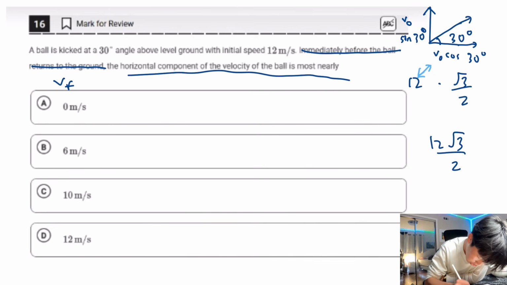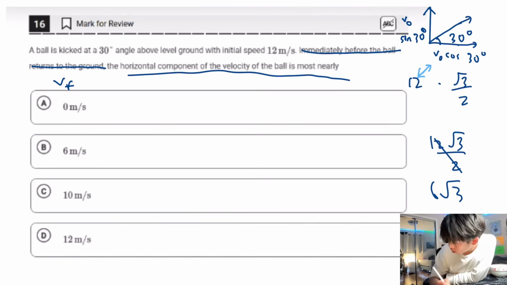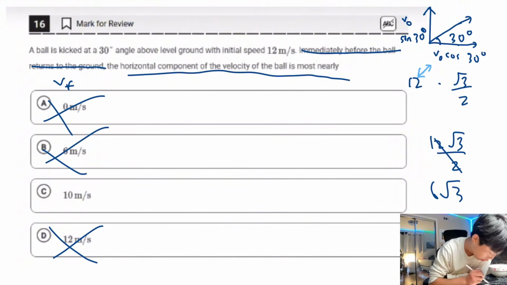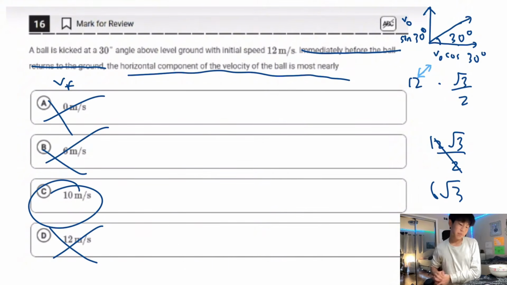So 12 times root 3 over 2, that's 6 times root 3. Root 3, I low-key don't know what it is, but let's just use guesstimation. Can't be this one. Can't be 6. Can't be lower than 6. Has to be 10. See what I did there? No calculator needed. Are we good?